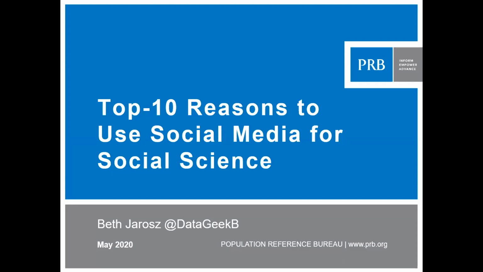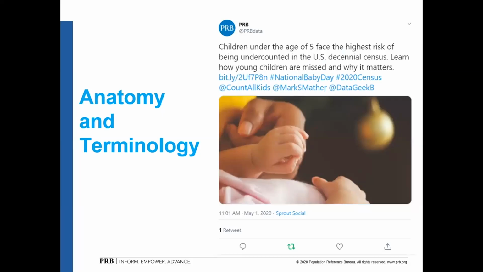So let's start with the anatomy and terminology. What you see on the screen here is a tweet, and let's break down what pieces you see. At the top, you see a name and handle. The dark bold lettering is the name, PRB, and that you can change at any time. Mine is Beth Jarash. One of the trends that's going around on Twitter right now is to add a hashtag in the middle or add a 'wear your mask' at the end of your name. So that you can change on a regular basis.